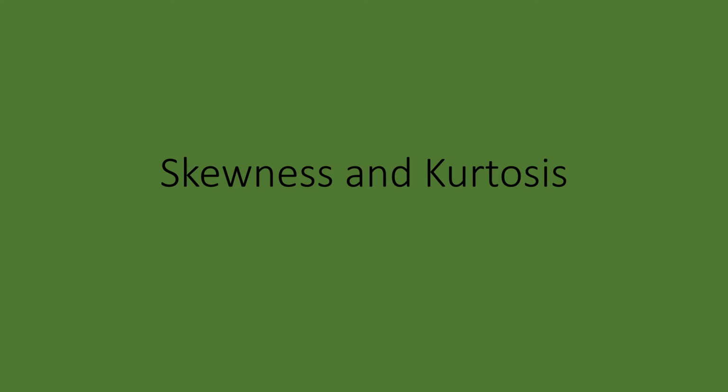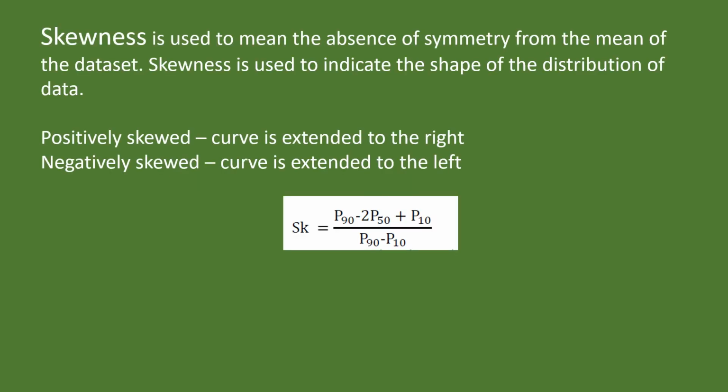This video is about solving for the skewness and kurtosis of a certain distribution. Let's start first with skewness. Skewness is used to mean the absence of symmetry from the mean of the dataset. Skewness is used to indicate the shape of the distribution of a certain data. There are two kinds of skewness, positively skewed and negatively skewed.